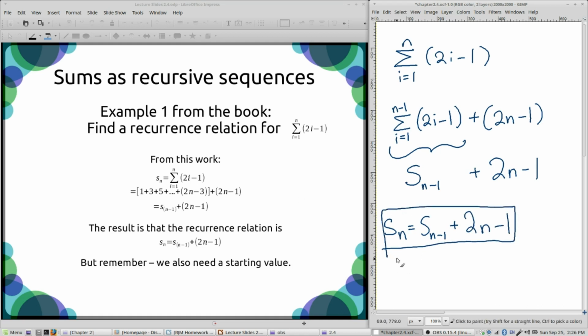But remember that we also need a starting value. So to do that, we just look at this for i equals 1 until 1. Then we plug that in. 2 times 1 minus 1 is equal to 1. So we have this part of the recursive relationship, and then we also say s sub 1 is equal to 1. So don't forget that you also need the starting point, otherwise we don't know what this will be when we start actually generating our number sequence.